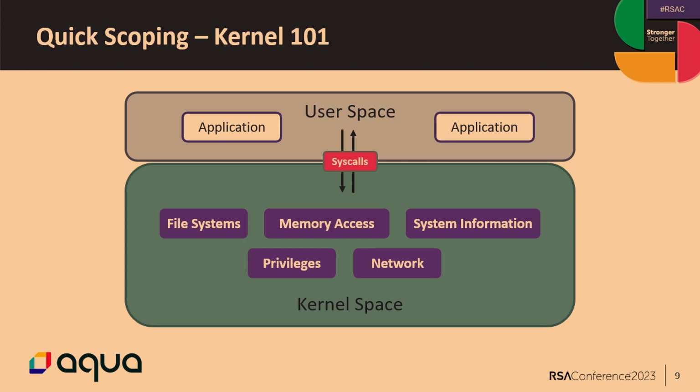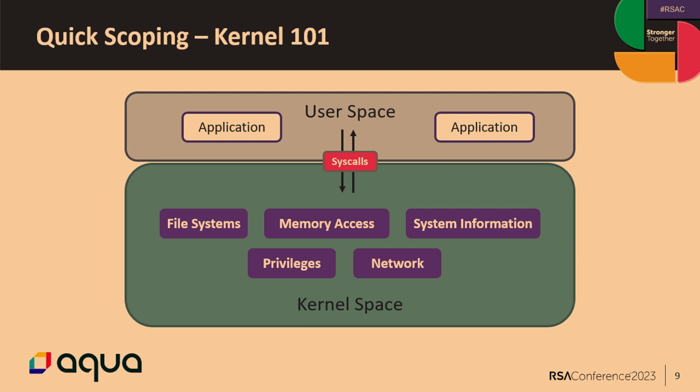And we have the kernel space. The kernel space is where the operating system resides, starting from file system all the way to memory access and privileges. The intermediate between the two is syscalls. Syscalls are sort of an API between the user space and the kernel space to allow a user to interact with the operating system. For example, create a file on the file system or read a file, stuff like that.